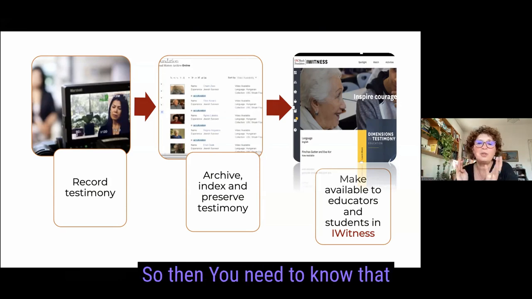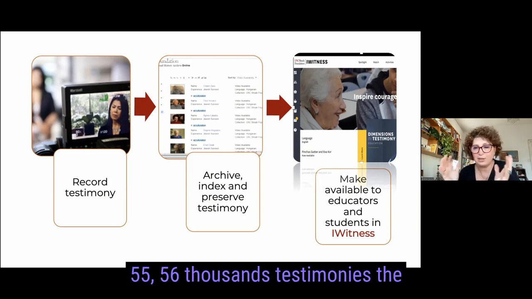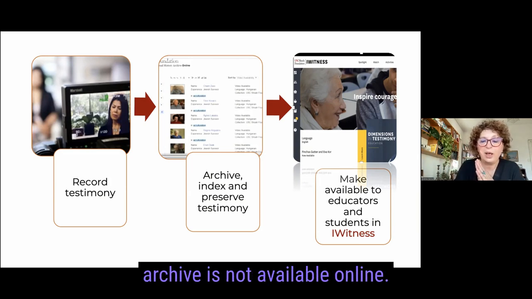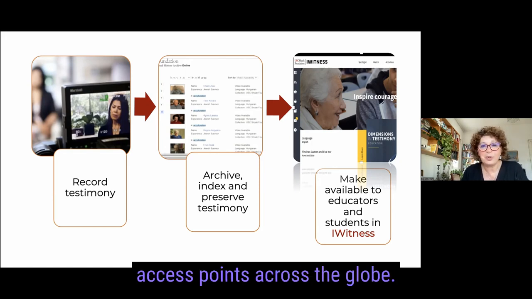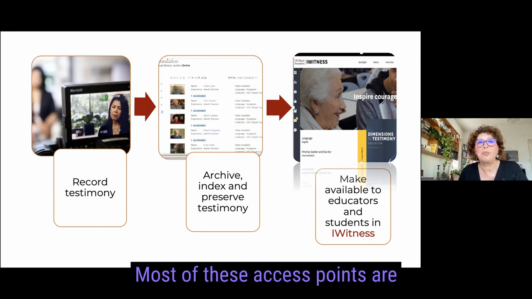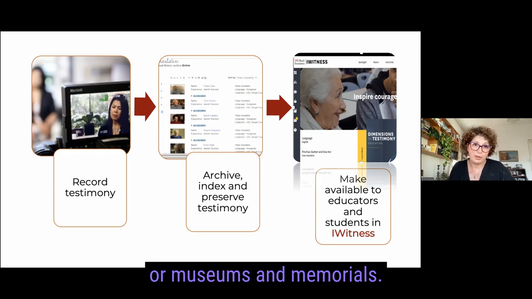And then I would pause before I get to the third kind of image here. You need to know that the Visual History Archive, the full 55,000 testimonies, is not available online. The archive is available at 186 access points across the globe. Most of these access points are universities, university libraries, or museums and memorials.